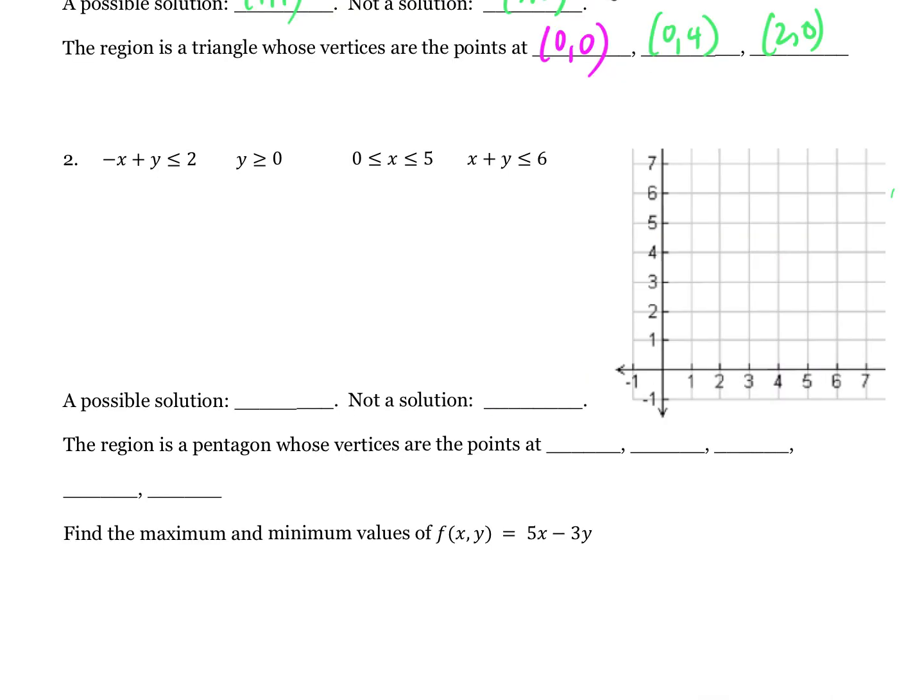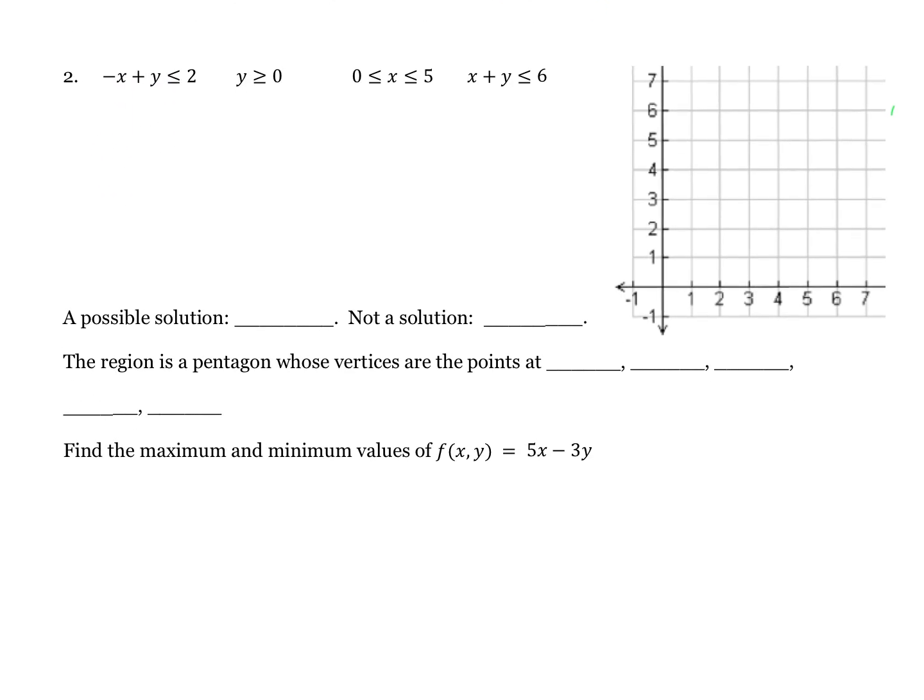Good job. Okay, peeps, this one we got to graph 4 of them. Holy moly, here we go. What do we do first here? Yeah, let's get that y by itself. So I've got y is less than or equal to x or negative x? X plus 2. I'm just going to do one at a time, people. Graphing one at a time is really important.